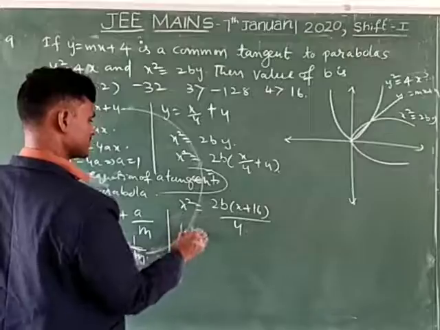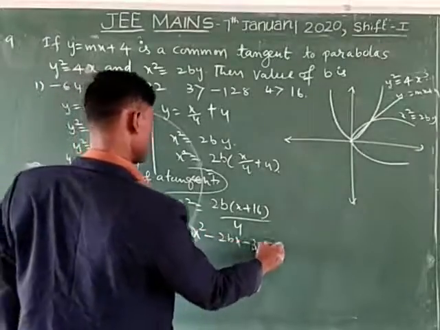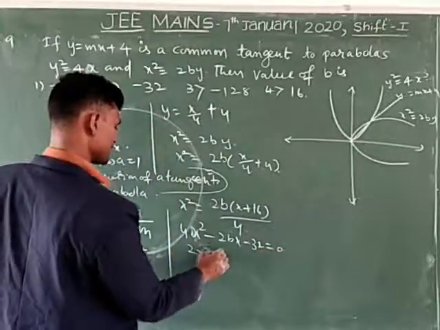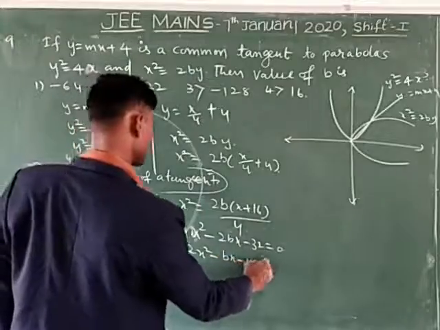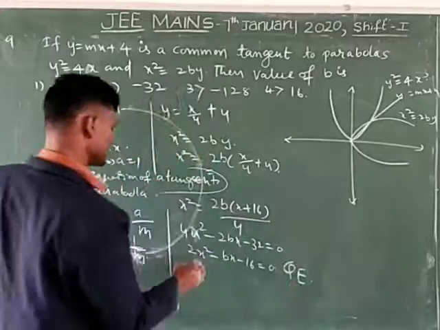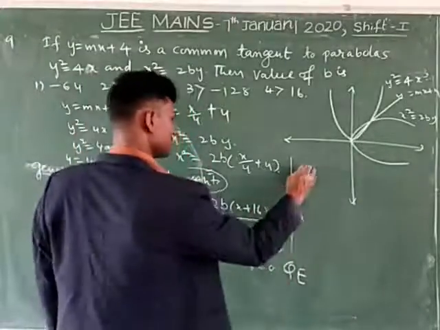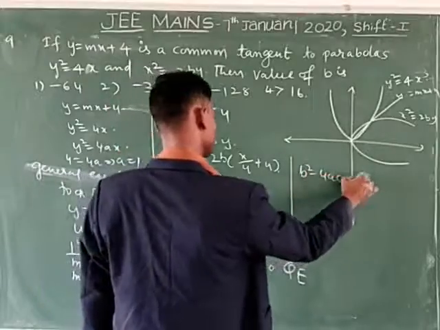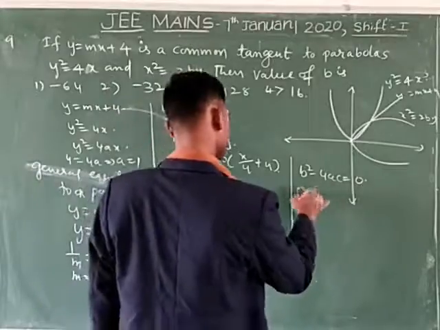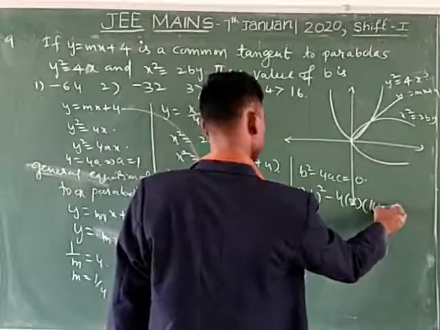Now 4x square, cross multiply, minus 2bx minus 32 is equal to 0. Now you have to divide by 2: x square minus bx minus 16 is equal to 0. Now this is a quadratic equation. Here D is equal to 0, then b square minus 4ac is equal to 0. What is the value of b? b square minus 4 into 2 into 16 is equal to 0.